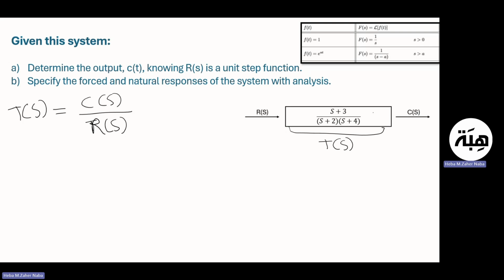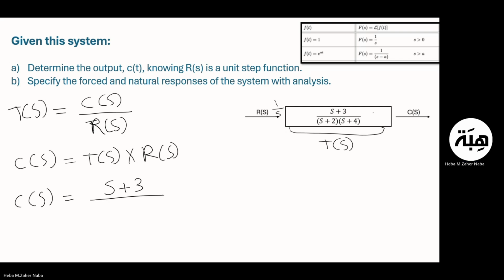So if I want to find the output in the frequency domain, I can directly multiply the transfer function of my system with the given input. In this case, the input is a unit step function, which means that it's just 1 over S. So my output can be found by multiplying the transfer function with the input, which is 1 over S, times the transfer function itself, 1 over S plus 2 times S plus 3.